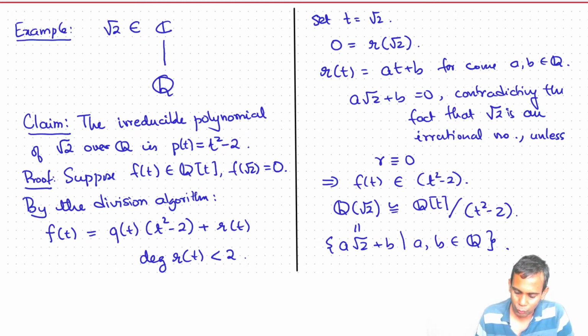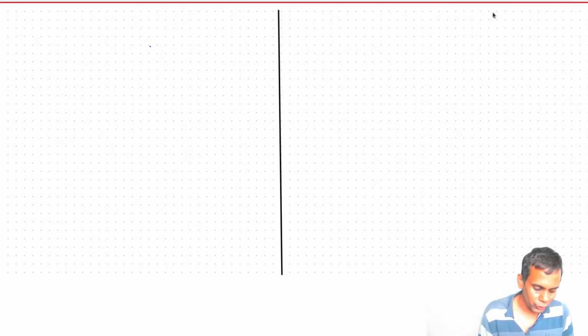You can think about it two ways. One, as a subset of complex numbers, it's all elements of the form a root 2 plus b, where a and b are rational. And the other is as a quotient of the polynomial ring, it's Q[t] mod t squared minus 2. Now let's consider a slightly more general situation.